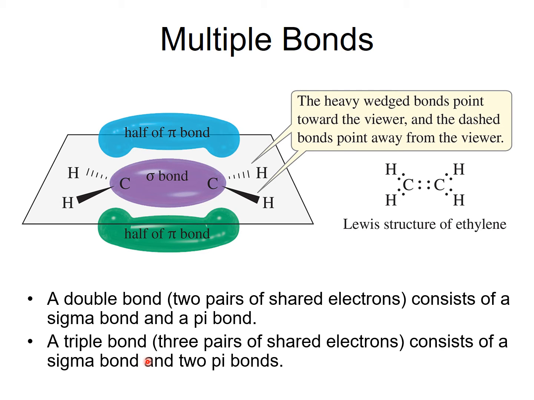So when you have a triple bond, you're going to have one sigma bond and two pi bonds. So whenever you have two atoms combined together, they always have one sigma bond, and then any additional bonding has to be some sort of a pi bond, because you already took up the space between the two atoms.